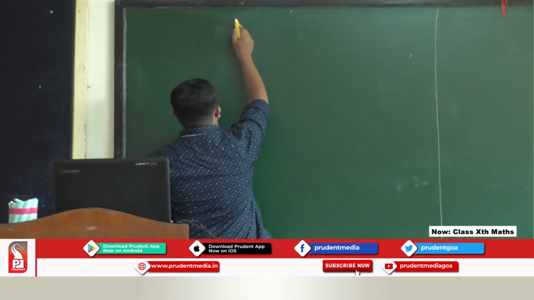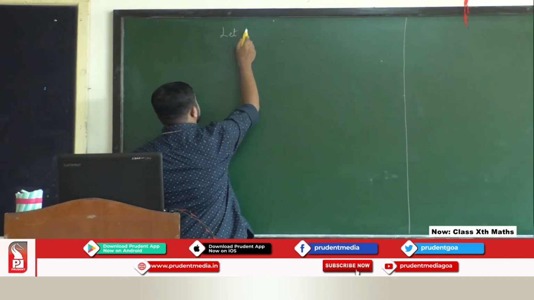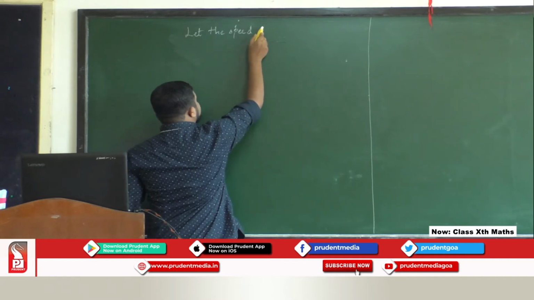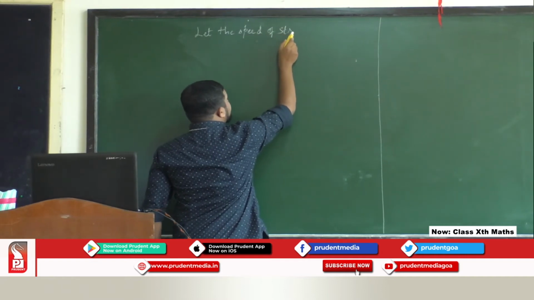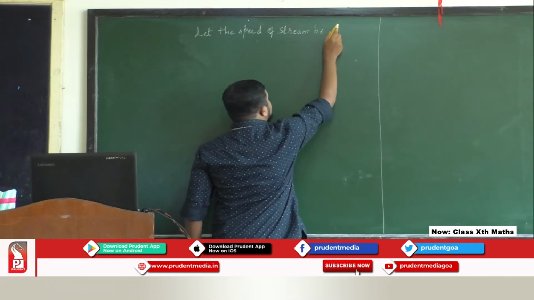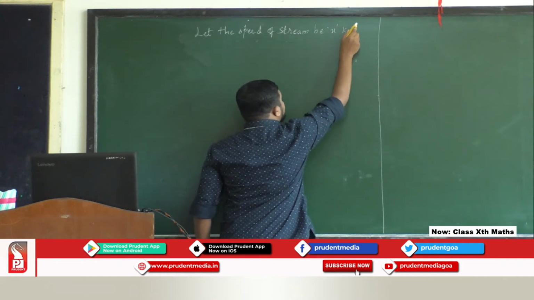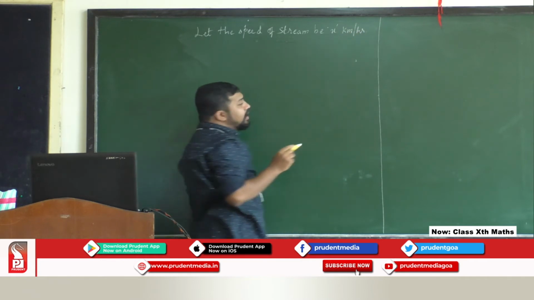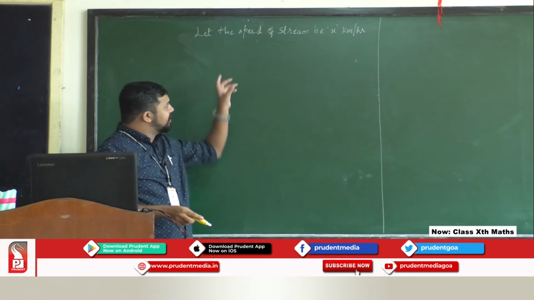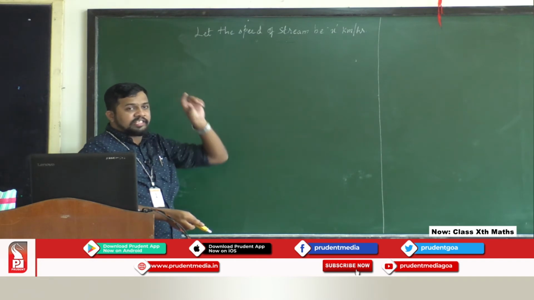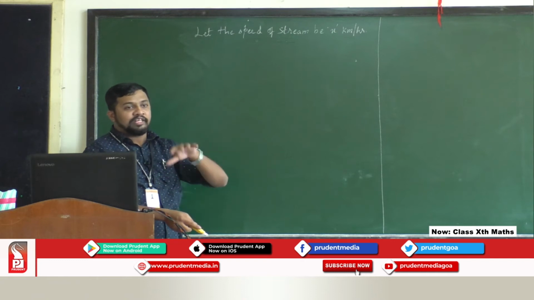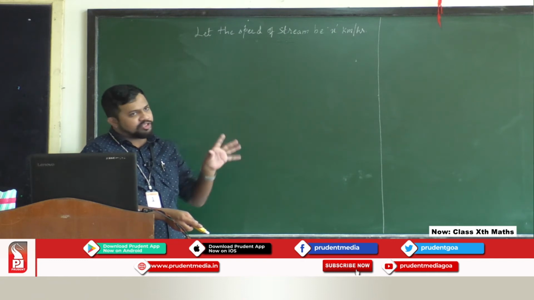So let the speed of stream be x km per hour. Speed of stream, current, river, same, x km per hour. Now in such type of problems, there are two things coming. Boat is also coming, so upstream and downstream will be there.